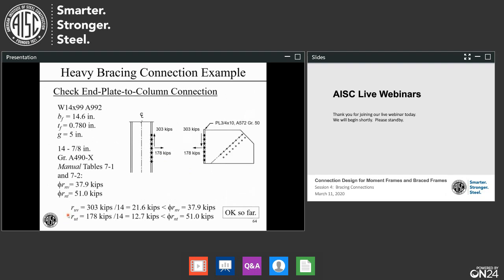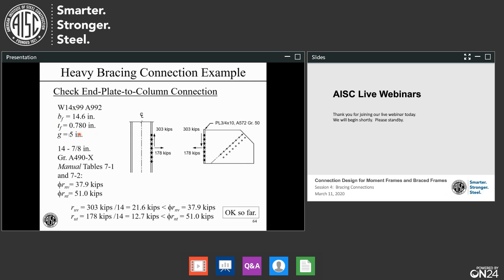Now let's move to probably the most exciting calculations in this part of the seminar, our session. We need to check the end plate to column connection. These forces are getting across this connection. There's a lot going on here. We have our W14x99 column, and here are some properties.